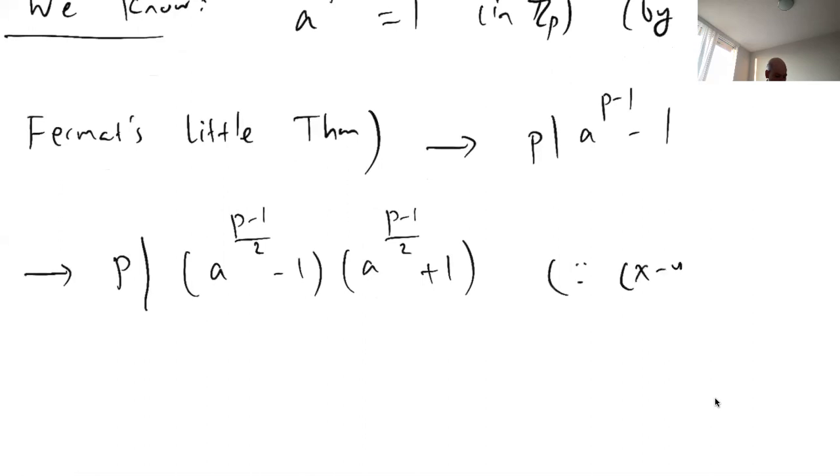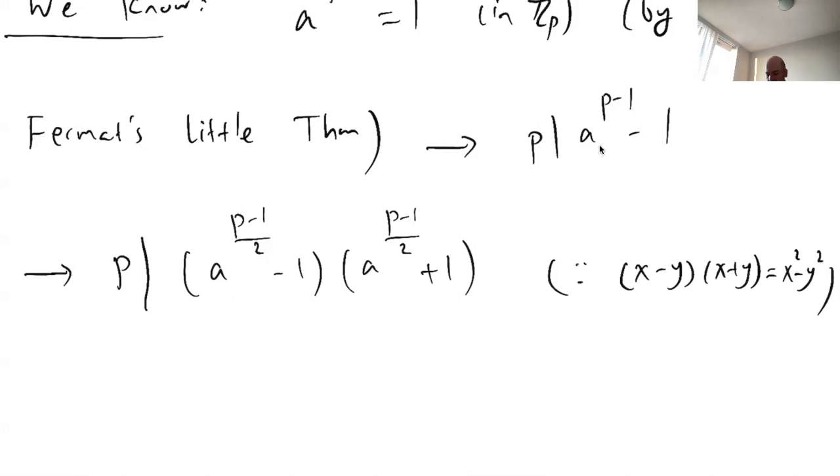X minus y times x plus y is equal to x squared minus y squared, right? So now if you look at this one, x minus y times x plus y, the answer will be x squared minus y squared. Now A to power P minus 1 over 2 squared, according to the properties of exponents, is A to power P minus 1. And 1 squared is of course 1. So this expression is same as this expression.